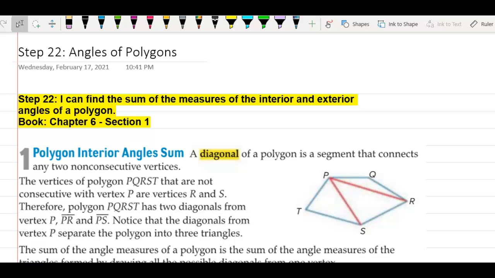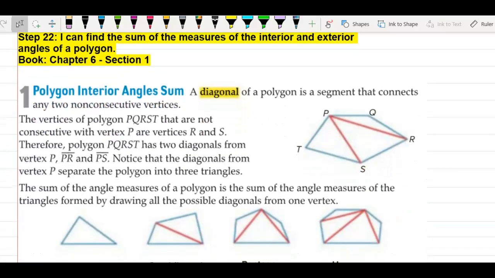So step 22 says I can find the sum of the measures of the interior and exterior angles of a polygon. This comes from your book, if you're interested, Chapter 6, Section 1. This unit is more about quadrilaterals, which we will get plenty into in steps 23 and 24. So we're just going to start out with the basic idea, remembering what a polygon is, how to name polygons, and start talking about their angles.